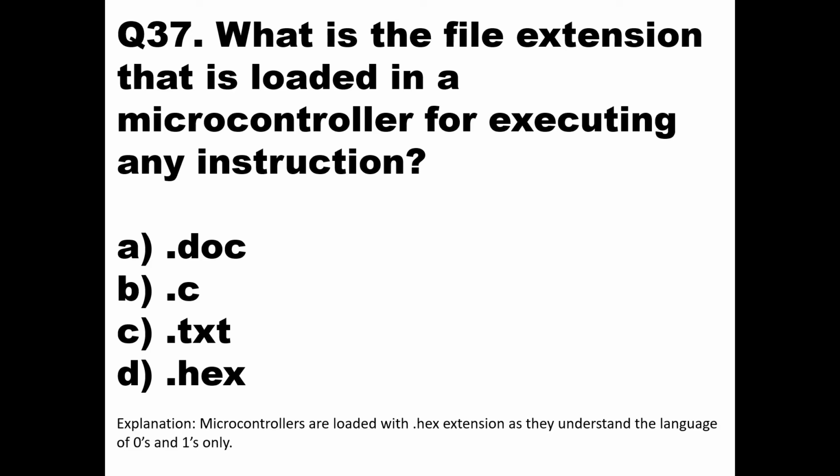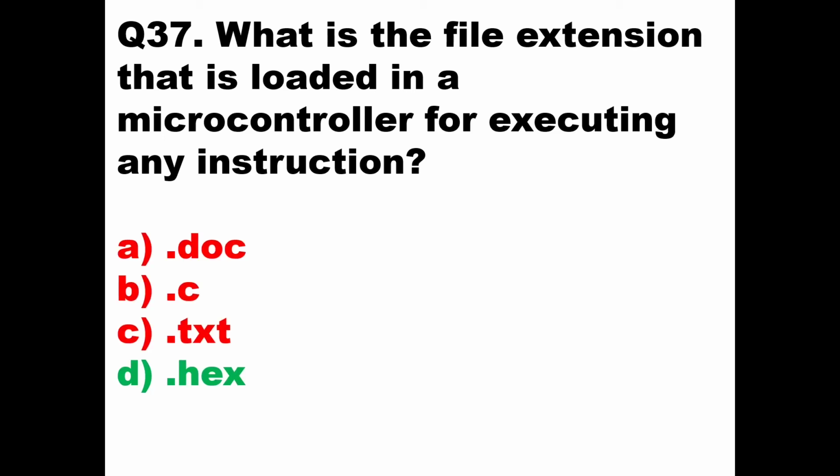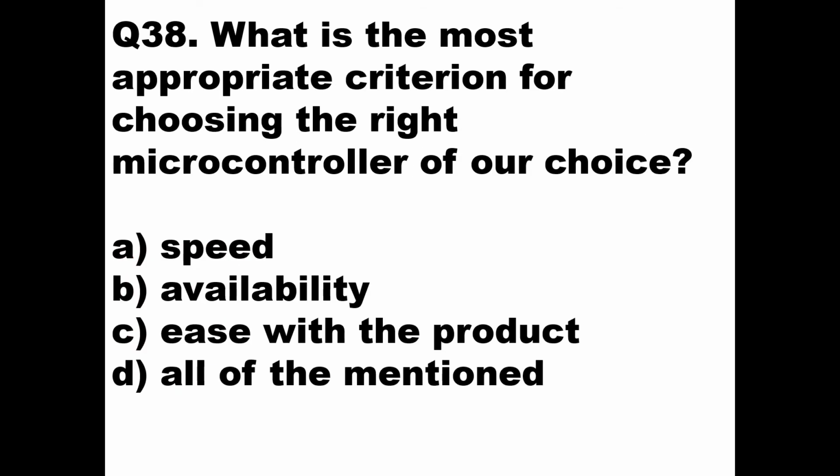What is the file extension that is loaded in a microcontroller for executing any instruction? File extension is what you write after the file name, dot. The options are dot doc, dot c, dot text, or dot hex. It is obviously dot hex, because hex is a number system which can be converted into zeros and ones, which the machine can understand. So the file extension for a microcontroller for executing any instruction is dot hex. Clear? Then we'll go to the next question, question number 38.